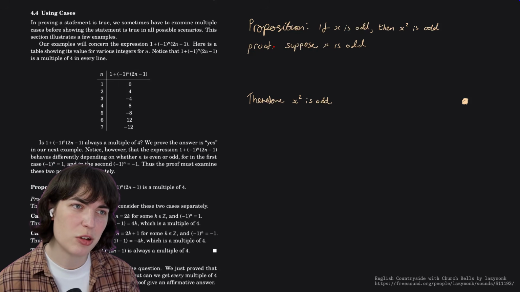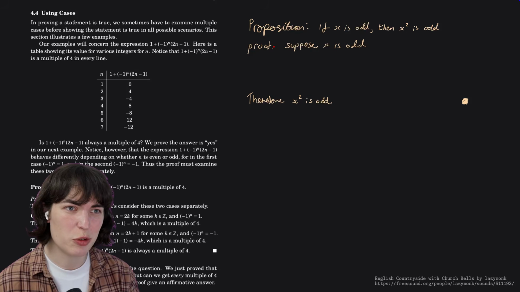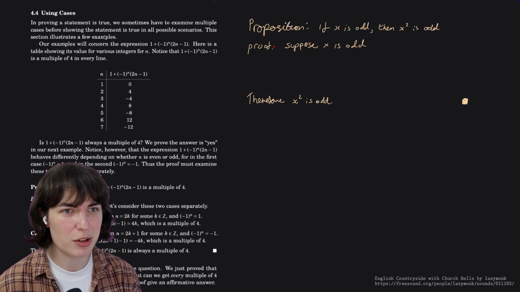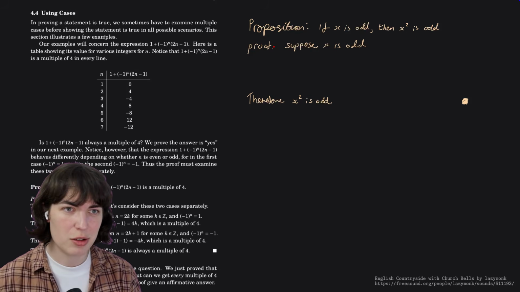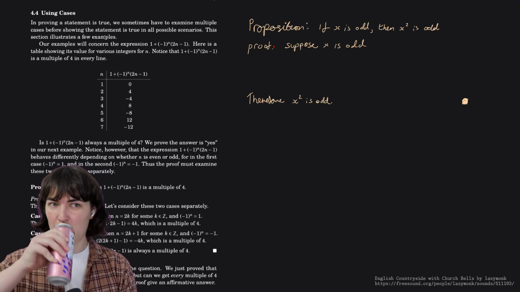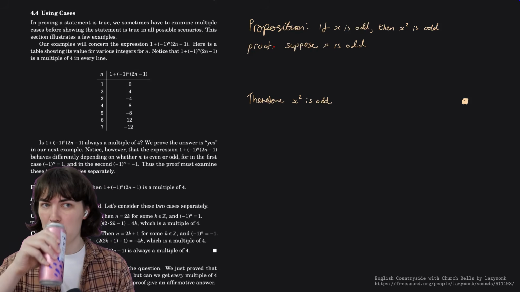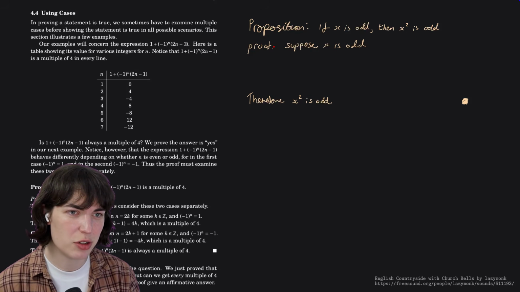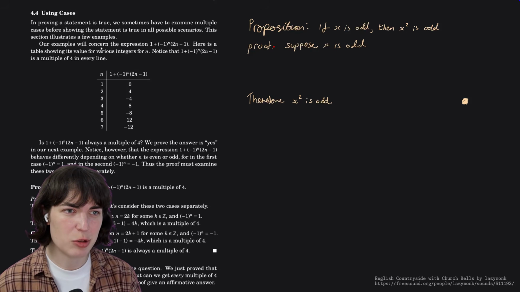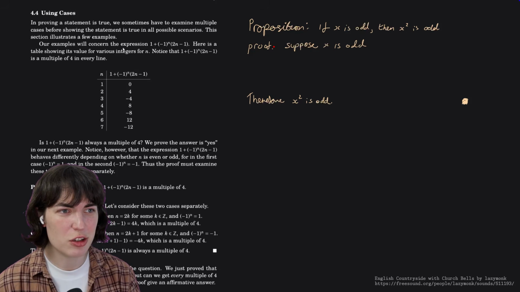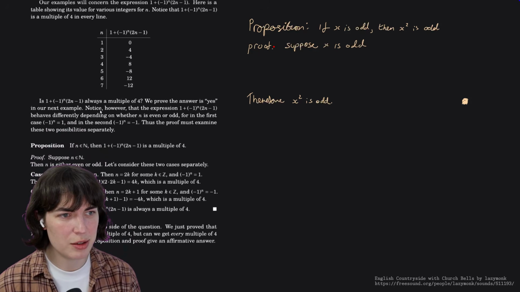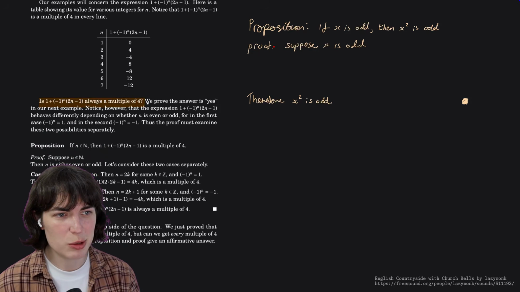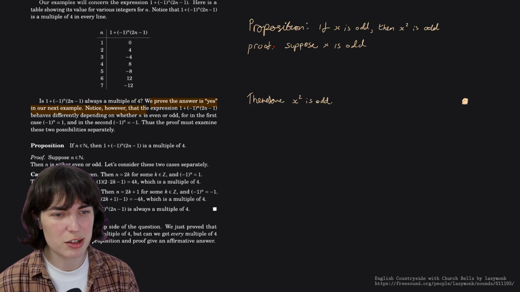In proving a statement is true, we sometimes have to examine multiple cases before showing the statement is true in all possible scenarios. This section illustrates a few examples. Our examples will concern the expression such as and such. Here is a table showing its value for various integers of n. Is this always a multiple of 4? We can prove the answer is yes in our next example.